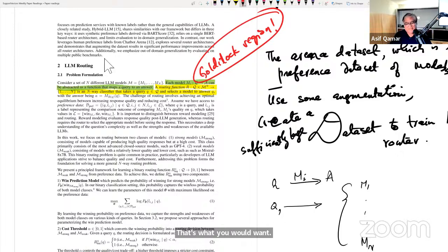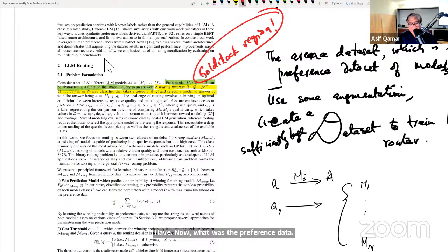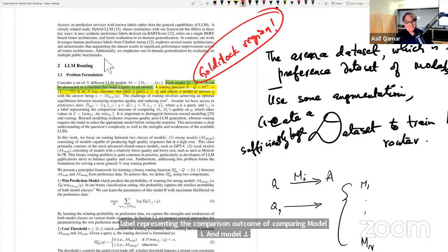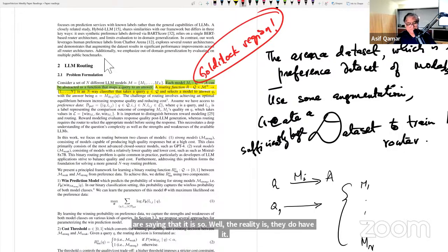The challenge of routing involves achieving an optimal equilibrium between increasing response quality and reducing cost. Assume we have access to preference data, which in their case they very much have. Now, what was the preference data? Given a query, Lij is a label representing the comparison outcome of comparing model i and model j. That's literally what we did. So they are saying, assume that it is so. The reality is these authors do have it, but they're putting it in a mathematical language.